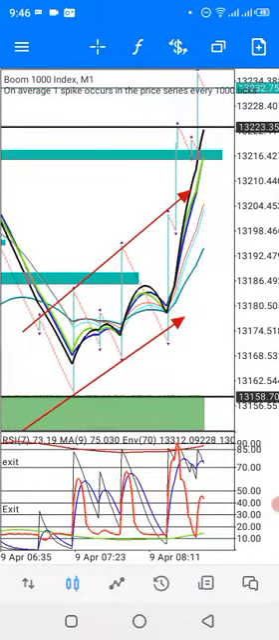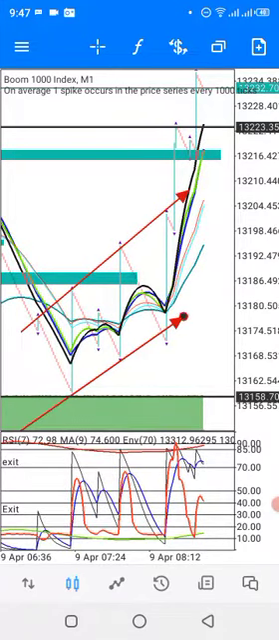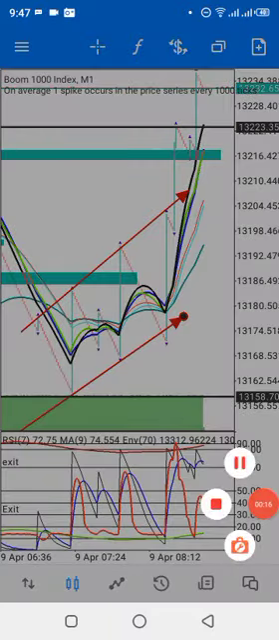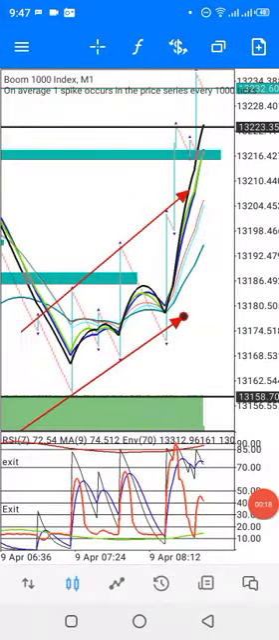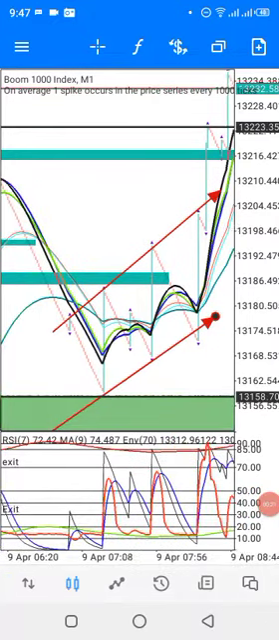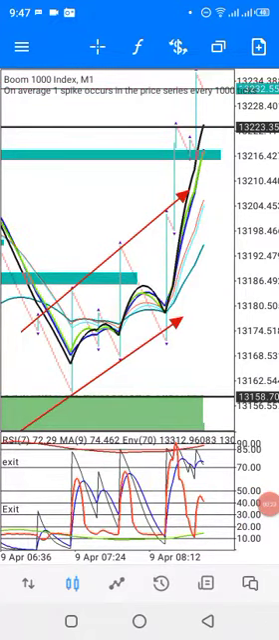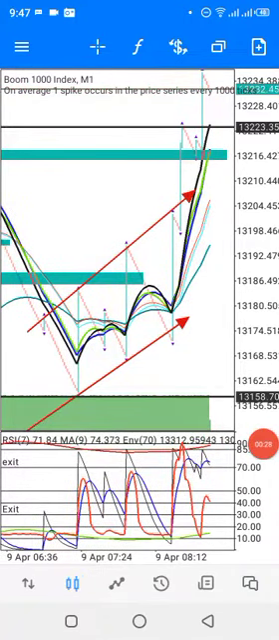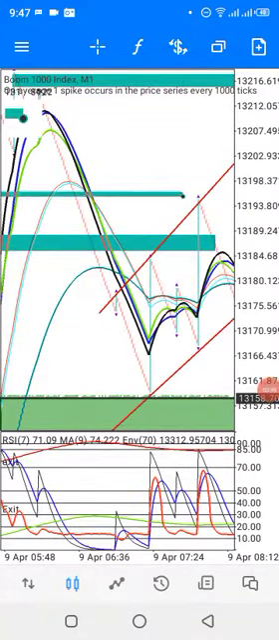Earlier I made a video on trading Boom 1000, and we all saw what I drew on the trend. Taking my trend, I drew something like this. I drew this line, and we saw it spiked to this level, and there was a continuous spike due to this resistance here.